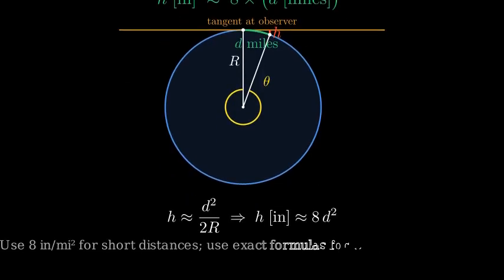The 8 inches per mile squared rule is an approximation. It assumes the distance is small compared to Earth's radius, and it measures drop relative to the tangent line at the observer. For larger distances, use the exact circle formulas.